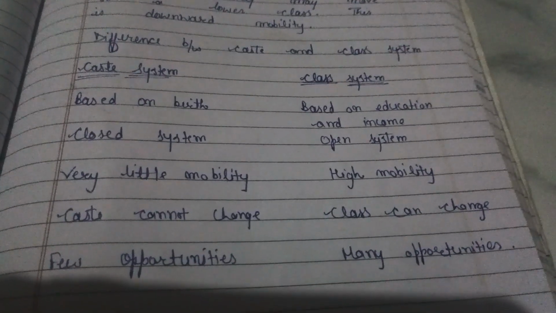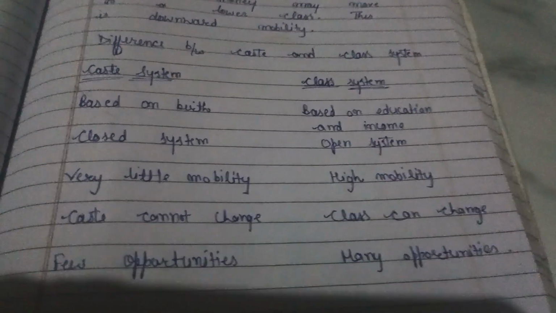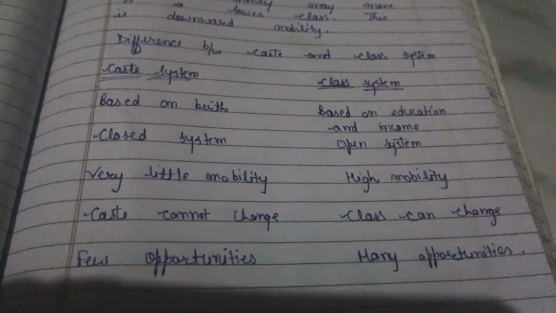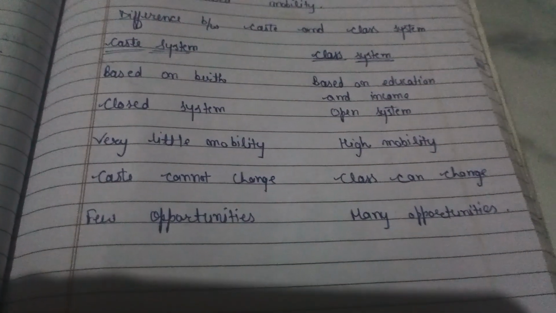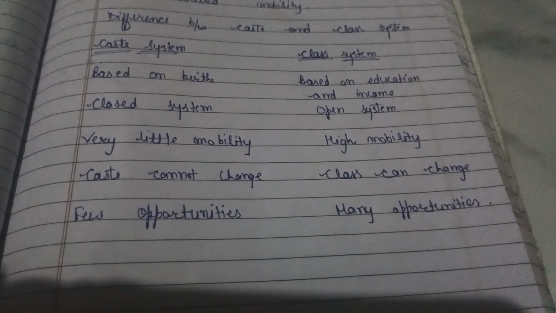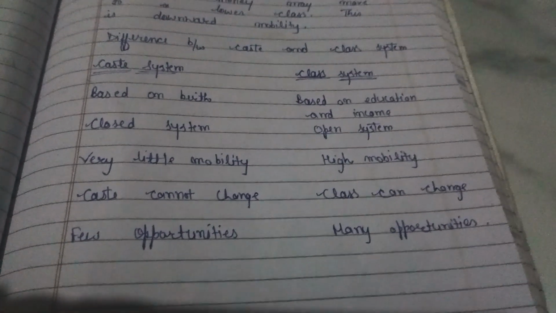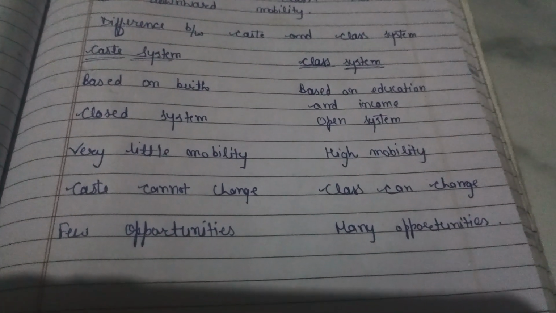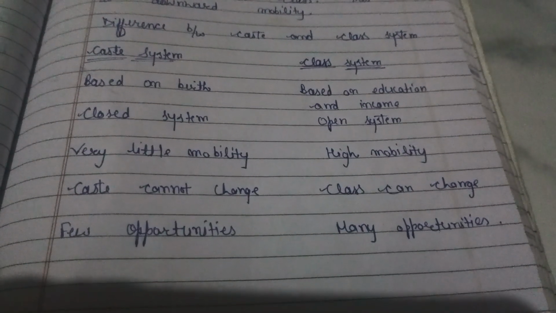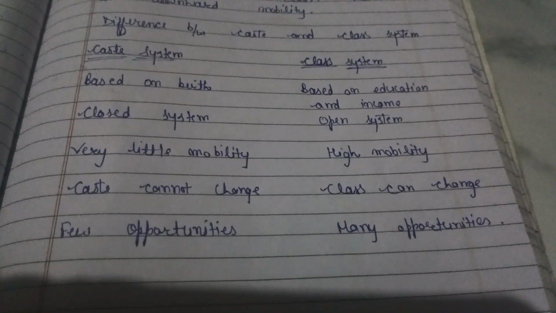Caste system, class system. Caste system: based on birth, closed system, very little mobility. Caste cannot change, few opportunities. Class system: based on education and income, open system, high mobility. Class can change, many opportunities.